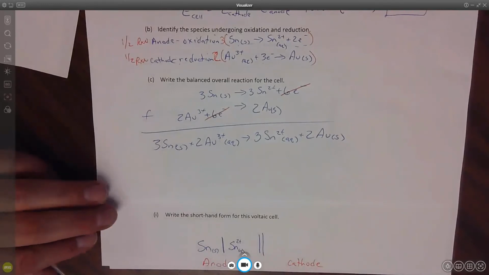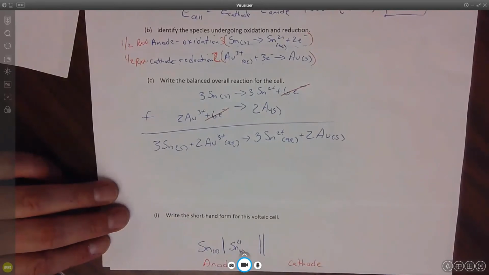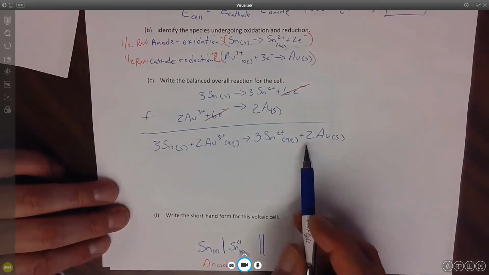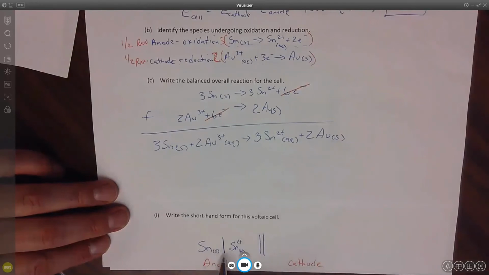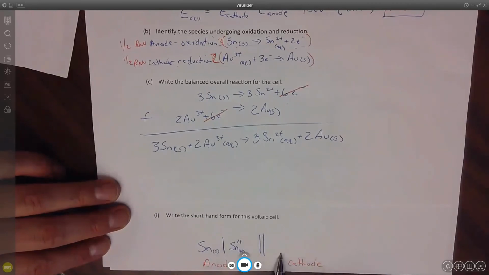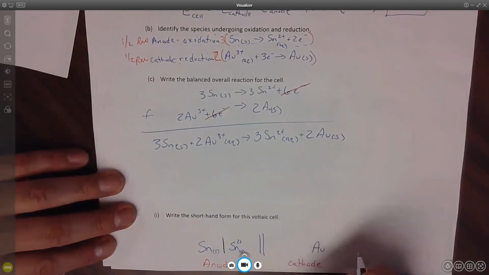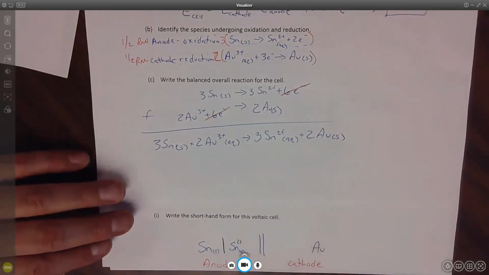Okay. Taylor, what do you think goes on the right then? Would it be 2 Au solid? Okay, we don't notice, there's no coefficients. We never put coefficients in the shorthand term. So where does the Au solid go exactly? Would it be on the far right? Yeah, again, that's where we're hooking up our alligator clips. That's where we're making our electrical connection.